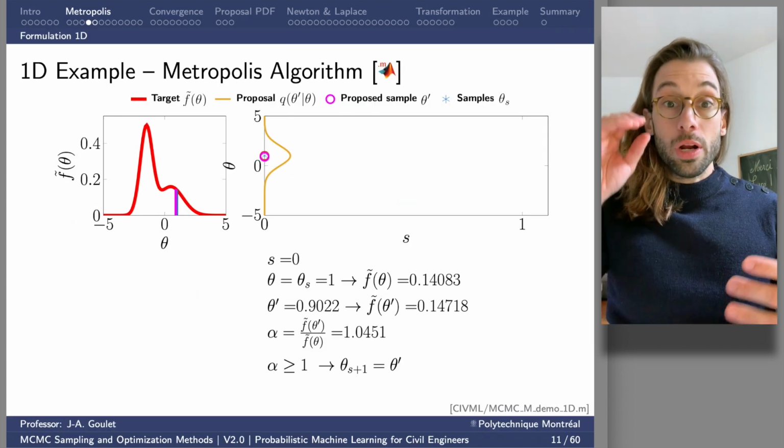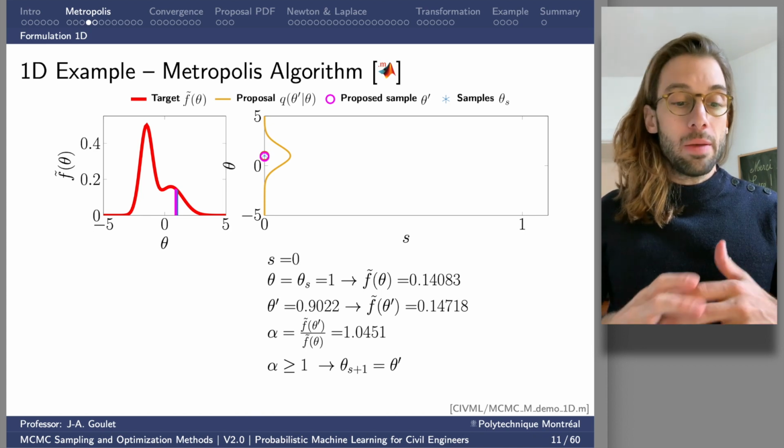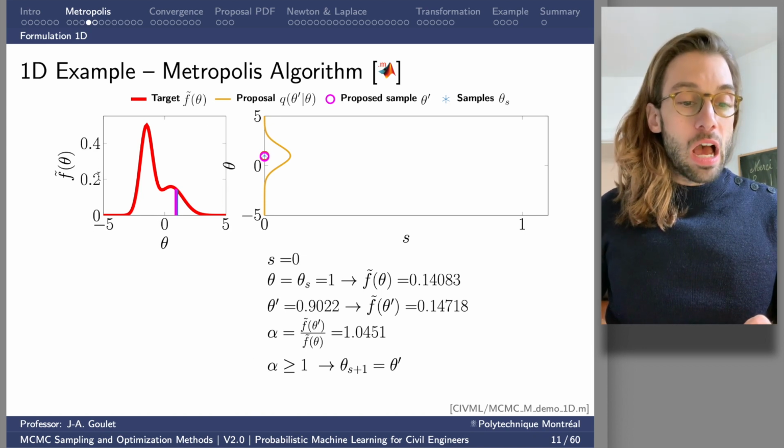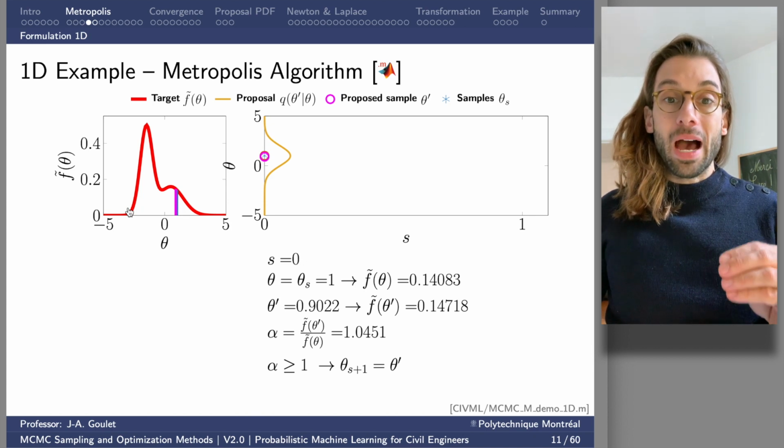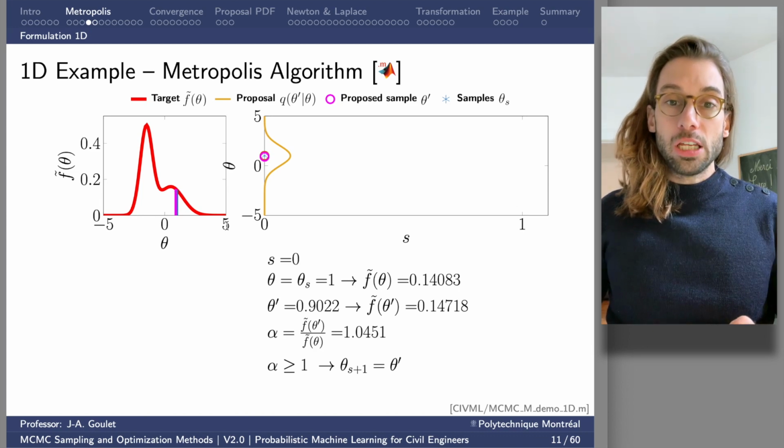So let's look through an example. How would the Metropolis algorithm work? Okay, what we have on the leftmost graph is a representation of my target PDF. So this is my target PDF for a one-dimensional problem. This is my unnormalized posterior.